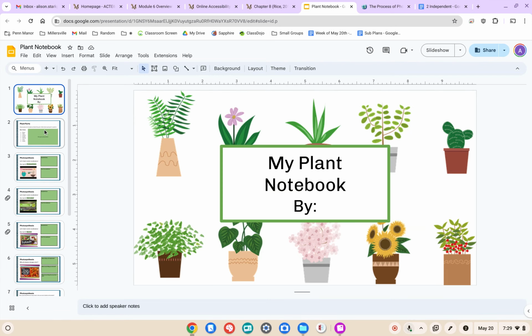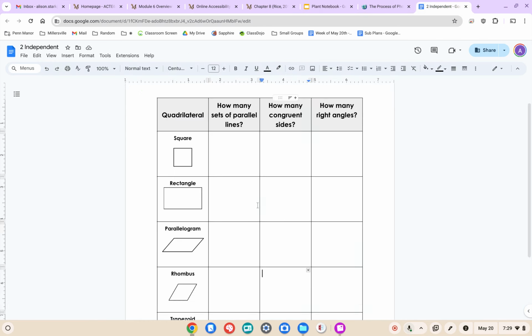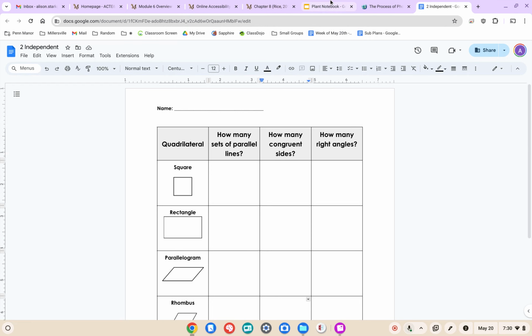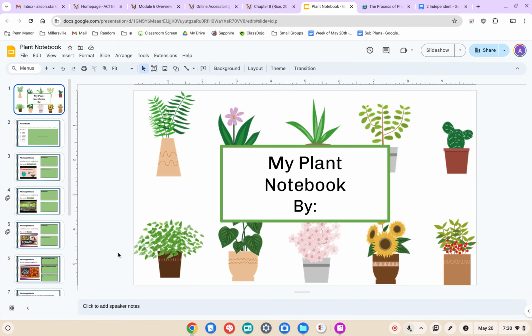Hi everyone. The resources that I'm going to be evaluating today are a plant notebook and also a worksheet that we created for math. So I'm going to start out with the plant notebook.